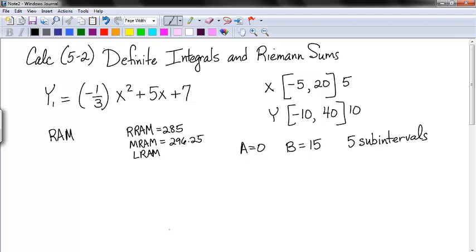And remember, the RAM stands for Rectangular Approximation Method. We're figuring the approximate area underneath the curve using rectangles. Okay? Everybody agree with that? Did you get it to work?